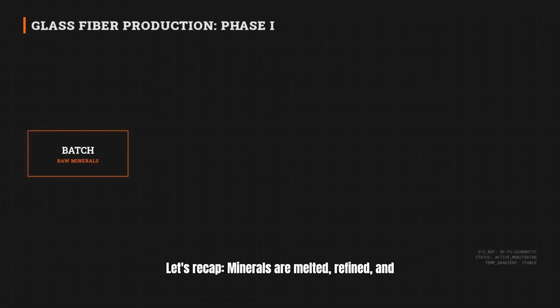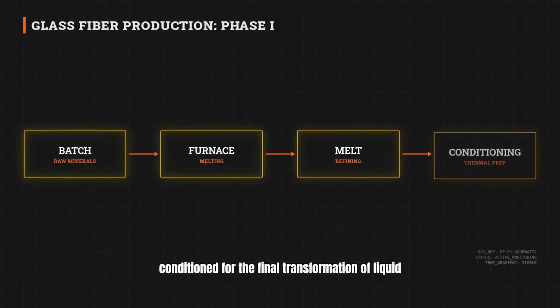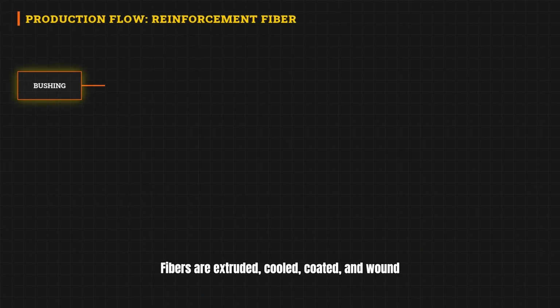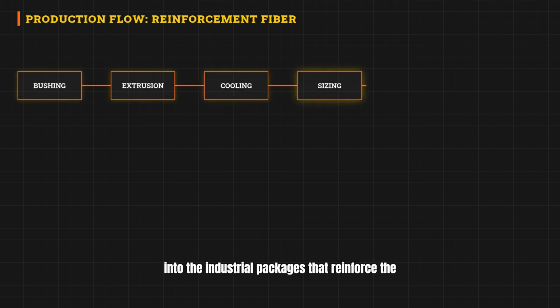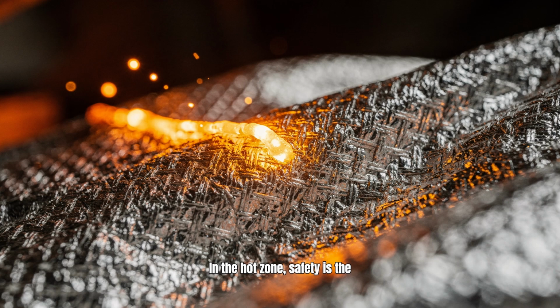Let's recap. Minerals are melted, refined, and conditioned for the final transformation of liquid into structural fiber. Fibers are extruded, cooled, coated, and wound into the industrial packages that reinforce the infrastructure of our world. In the hot zone, safety is the first priority. Specialized PPE protects operators from intense thermal radiation.